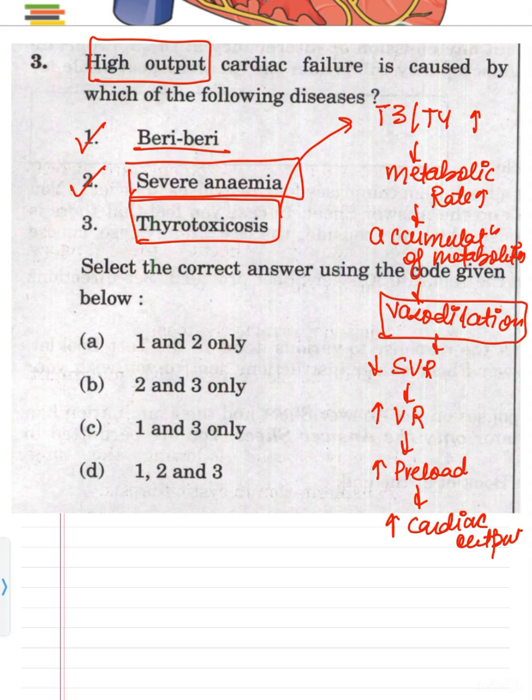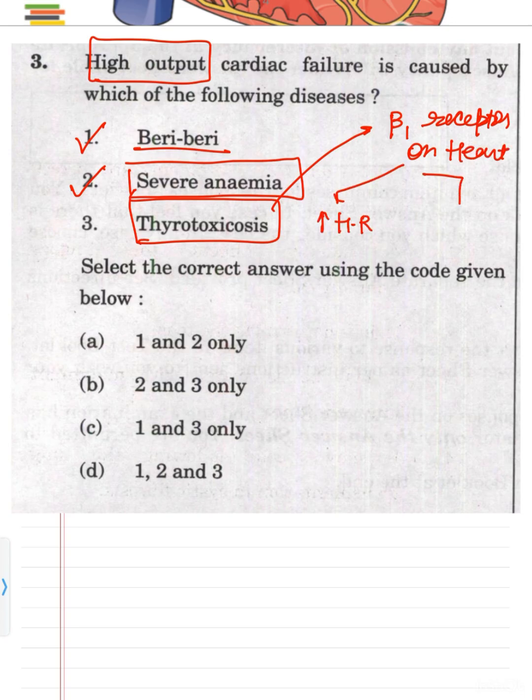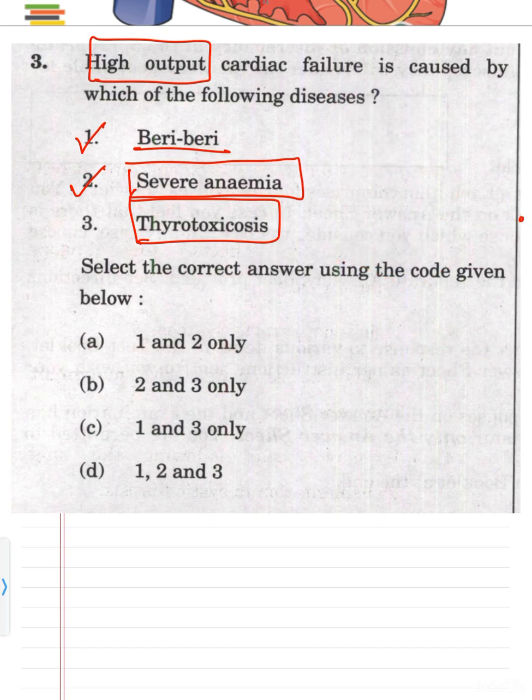But thyrotoxicosis has one more mechanism, and that is it stimulates the beta-1 receptor. The beta-1 sympathetic receptor on the heart will be stimulated. Beta-1 receptor has two functions. It increases the heart rate and increases the contractility. Both will lead to increased cardiac output. So this is high output cardiac failure. So 1, 2 and 3, all of them are correct. The answer will be D, 1, 2 and 3.